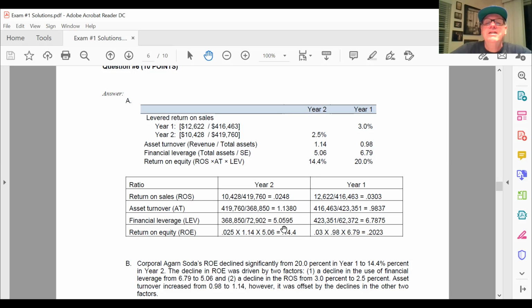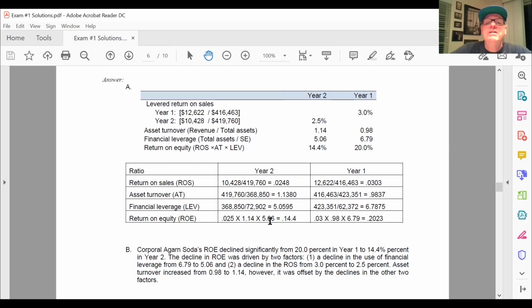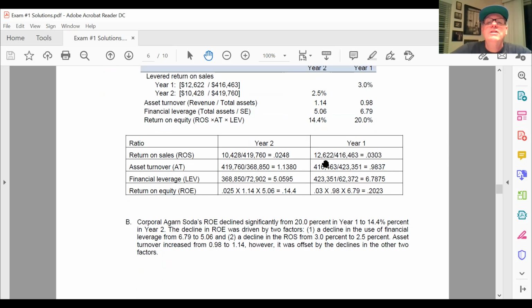The return on equity is significantly down. It went from 20% down to 14%. But you had to actually discuss the trends in each of the different areas. Return on sales is down. Asset turnover is up significantly. Financial leverage is down. So the net impact of all of those is a reduction in return on equity. But you needed to discuss each of the components.